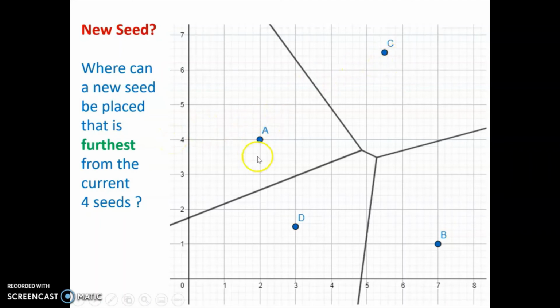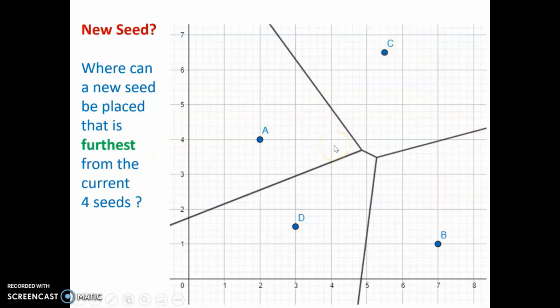All right, so now the final question and the final concept for Voronoi diagrams. Let's say we have 4 seeds already in a Voronoi diagram. Where can a new seed be placed, so a 5th location, which will be furthest from the current 4 seeds? Well, of course, you could say I could place a location way out here, somewhere way out there. It's going to be far from all of them.